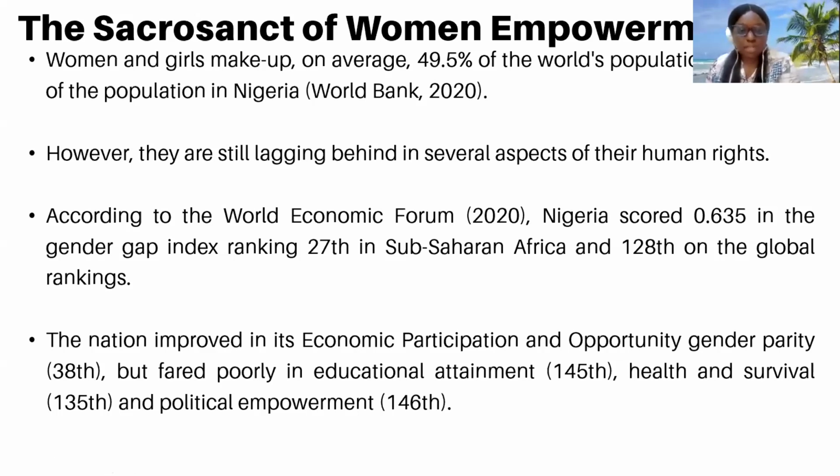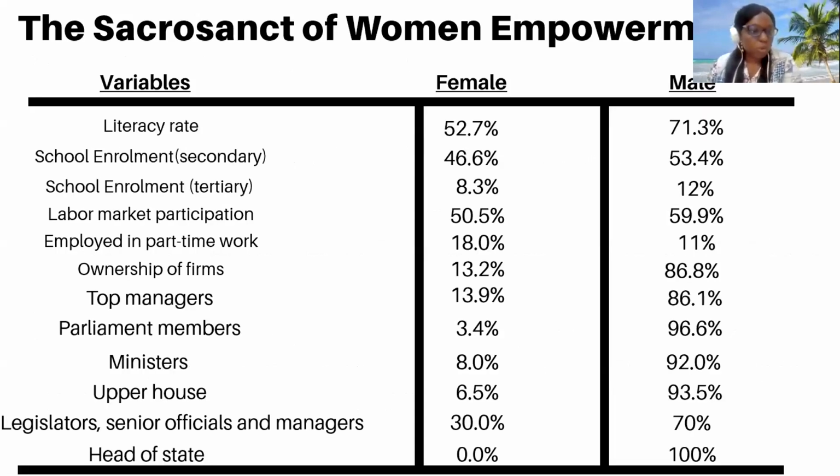So it fared better this year in terms of economic participation and opportunity gender parity, but still lags significantly behind in terms of educational attainment, health and survival, and political empowerment. So what we tried to do was look at the different indicators captured in the report, and we can see that for all the indicators, women are lagging behind. Literacy rate is still significantly lower, 52.7%, whereas for men, it's 71.3%. Like the previous slide said, economic opportunity improved, and we can see that the labor market participation gap has closed significantly. It's at 51% for women on average and 60% for men.